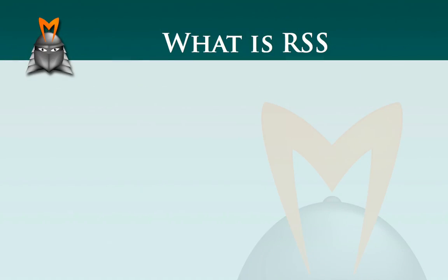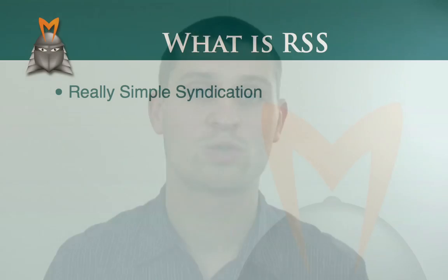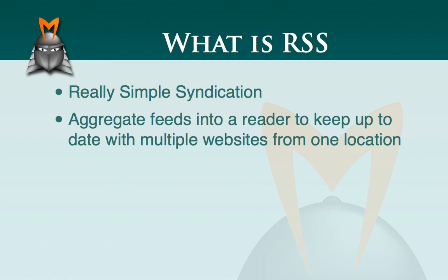Now, it stands for really simple syndication, and the way most people use it is they have a number of websites which they want to keep updated with, and they take the feed from each one and aggregate that feed into what we call a reader. And the reader aggregates all of those feeds so that they can keep up to date with each website with only having to go to one place.